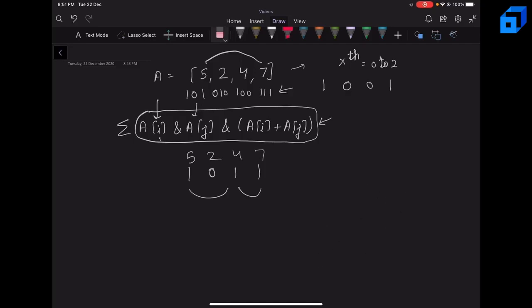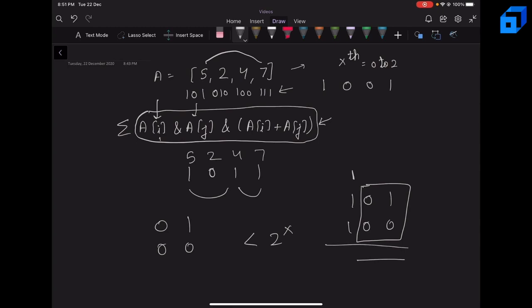But how do we find it without adding them? One thing you can observe is to only consider the first i minus 1 bits. So for 5 and 4, we have 1, 0, 1 and 1, 0, 0. We'll consider only these bits which lie before it, so we get 0, 1 and 0, 0. If their sum is greater than or equal to 2 raised to x, that is, we get 1 as a carry here, then we will have 1 here and we'll give 1 carry there, right? So this bit will be set here.